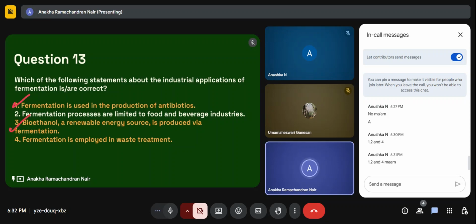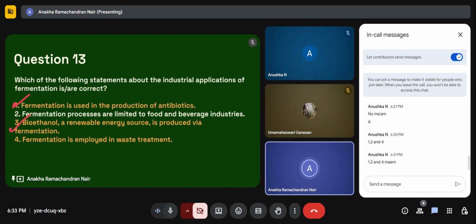Bioethanol. So in case of like you're making wine using fermentation, which is a mixture of the juice and alcohol that is formed by the yeast, right? So bioethanol is also formed similarly. So you can use different kinds of agricultural wastes, and using bacteria or fungus, you can convert these wastes into ethanol. You can get bioethanol, which is a renewable energy source, right?